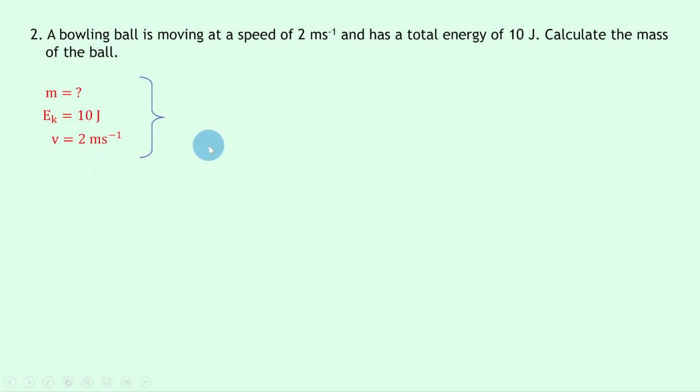So writing down our equation for kinetic energy, we have EK equals a half mv squared, and instead of rearranging for the mass m, I'm just going to sub in the numbers first of all. So we have 10 is equal to a half times m times 2 squared, and then if we simplify this right hand side, we have 2 squared, which is 4, and half of 4, which is 2, so that gives us 2m equals 10, or if we divide both sides by 2 there, that gives us m equals 5 kilograms.